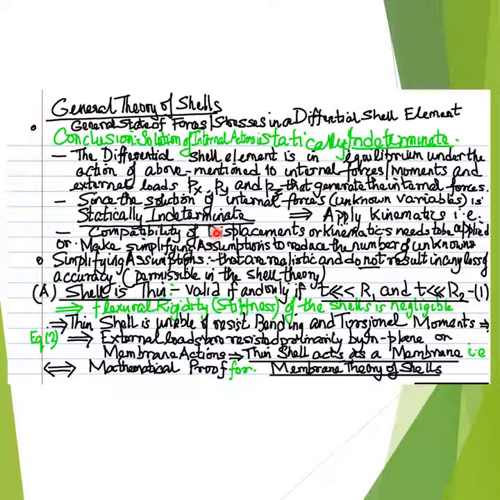while the number of equations that are available for solving the 10 unknown internal actions or unknown variables are only 6 from the consideration of the statical equilibrium of the differential shell element, which are the 3 force equilibrium equations sigma fx, sigma fy, and sigma fz equal to 0, and the 3 moment equilibrium equations for the differential shell element, that is sigma mx, sigma my, and sigma mz equal to 0.